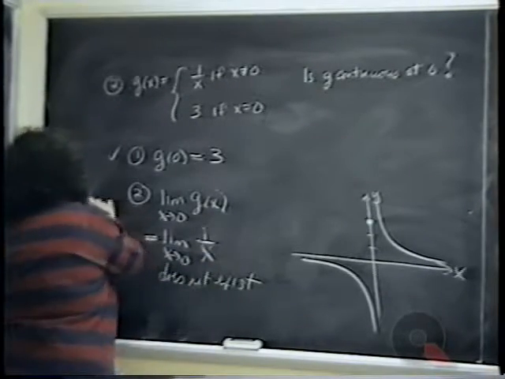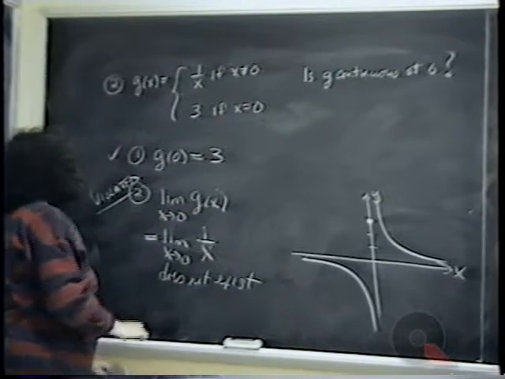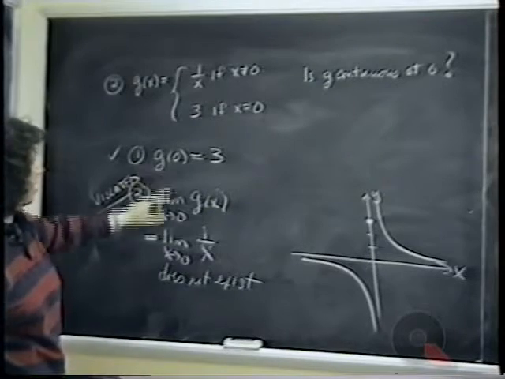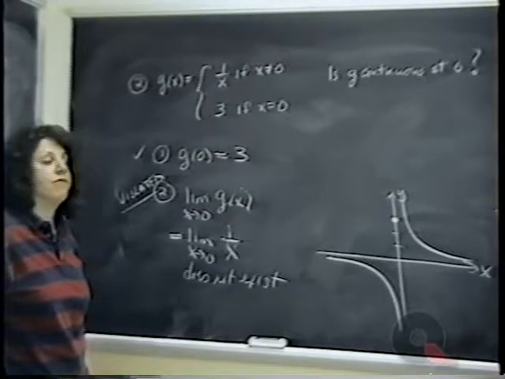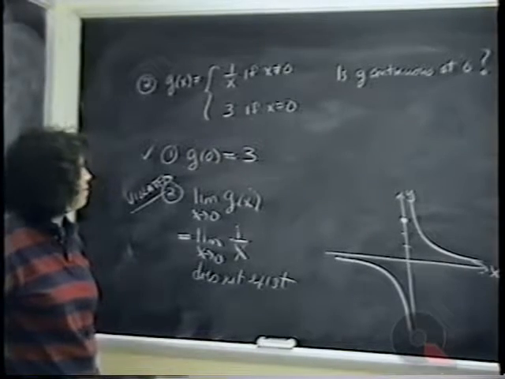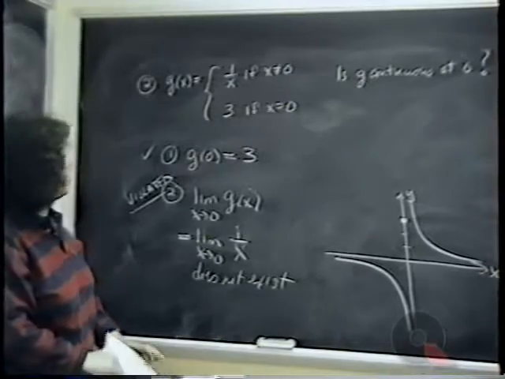Okay, so this condition is violated. Condition 2 is violated. It was defined at 0. It wasn't as simple as the first example that we had, where you could just say the function is not defined. It was defined, okay, but the limit did not exist at 0.